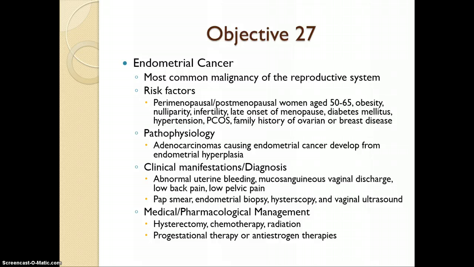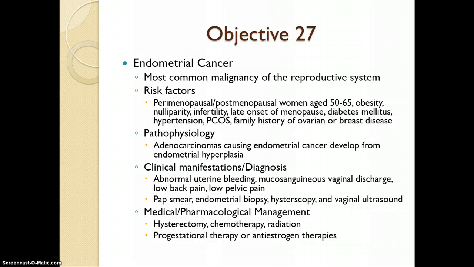Endometrial cancer is the most common malignancy of the reproductive system. Risk factors include perimenopausal or postmenopausal women aged 50 to 65, obesity, nulliparity, infertility, late onset of menopause, diabetes mellitus, hypertension, PCOS, or family history of ovarian or breast disease. The pathophysiology includes the adenocarcinomas causing endometrial cancer developing from endometrial hyperplasia. Clinical manifestations and diagnosis: the patient will complain of abnormal uterine bleeding, which is the hallmark sign and symptom, a mucosanguinous vaginal discharge, low back pain, or low pelvic pain.